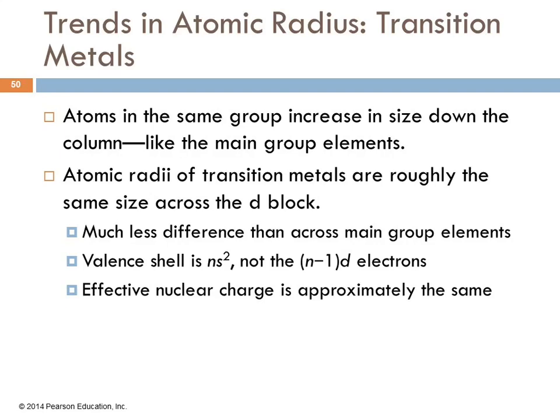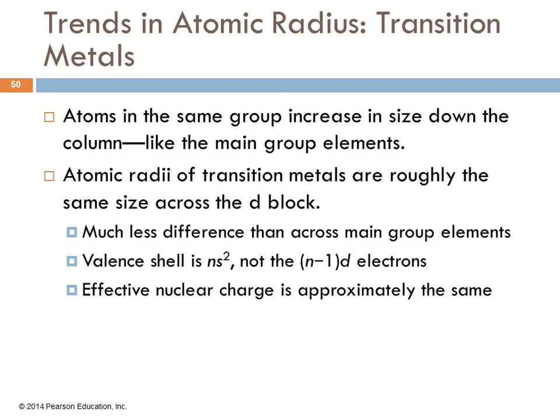So what about the transition metals? Atoms in the same group increase in size down a column just like the main group elements. So if you look at iron and ruthenium and osmium, osmium's going to be bigger than iron. When you're going across, though, the atomic radii of transition metals is roughly the same across a D block.